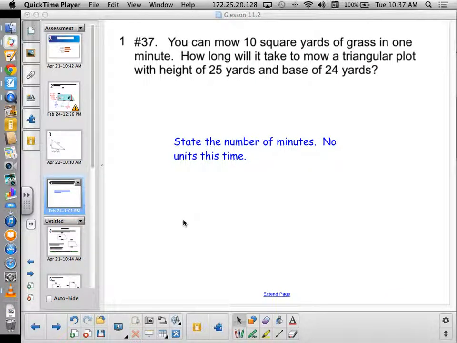All right. It says you can mow 10 square yards of grass in 1 minute. How long would it take you to mow a triangular plot 25 yards by 24 yards? Okay. How long will it take?